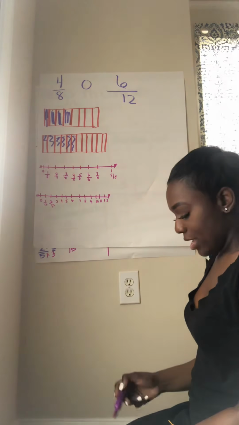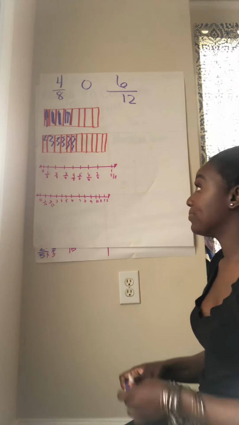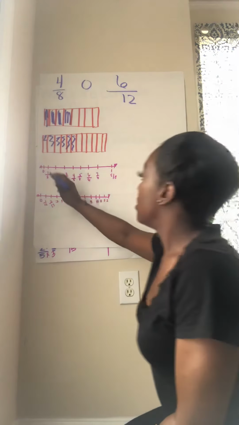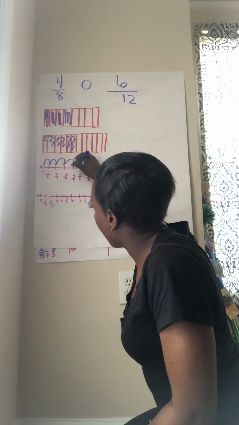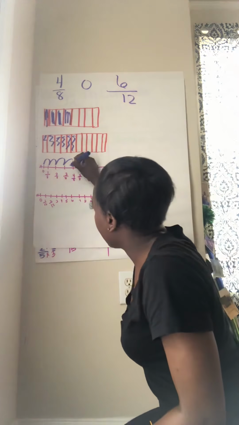All right, doing my hop, skip, and jump, I want to figure out which one is greater, less than, or equal to. So I want to get to 4/8. So from 0 to 4/8, it takes 1, 2, 3, 4. There you go. We're there. We're marked right here. Bam.